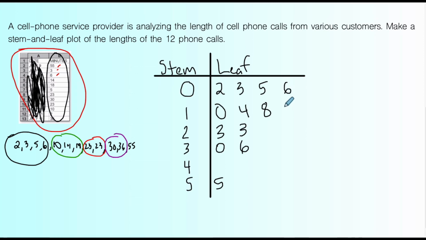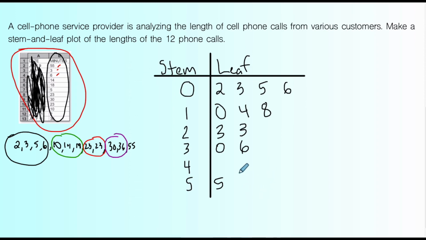Also, you are including a digit even if it occurs twice, like 23, 23. Every data value should be captured here. If I count the leaves, 1, 2, 3, 4, 5, 6, 7, 8, 9, 10, 11, 12. There are 12 phone calls, and I can see that there are 12 data values there.